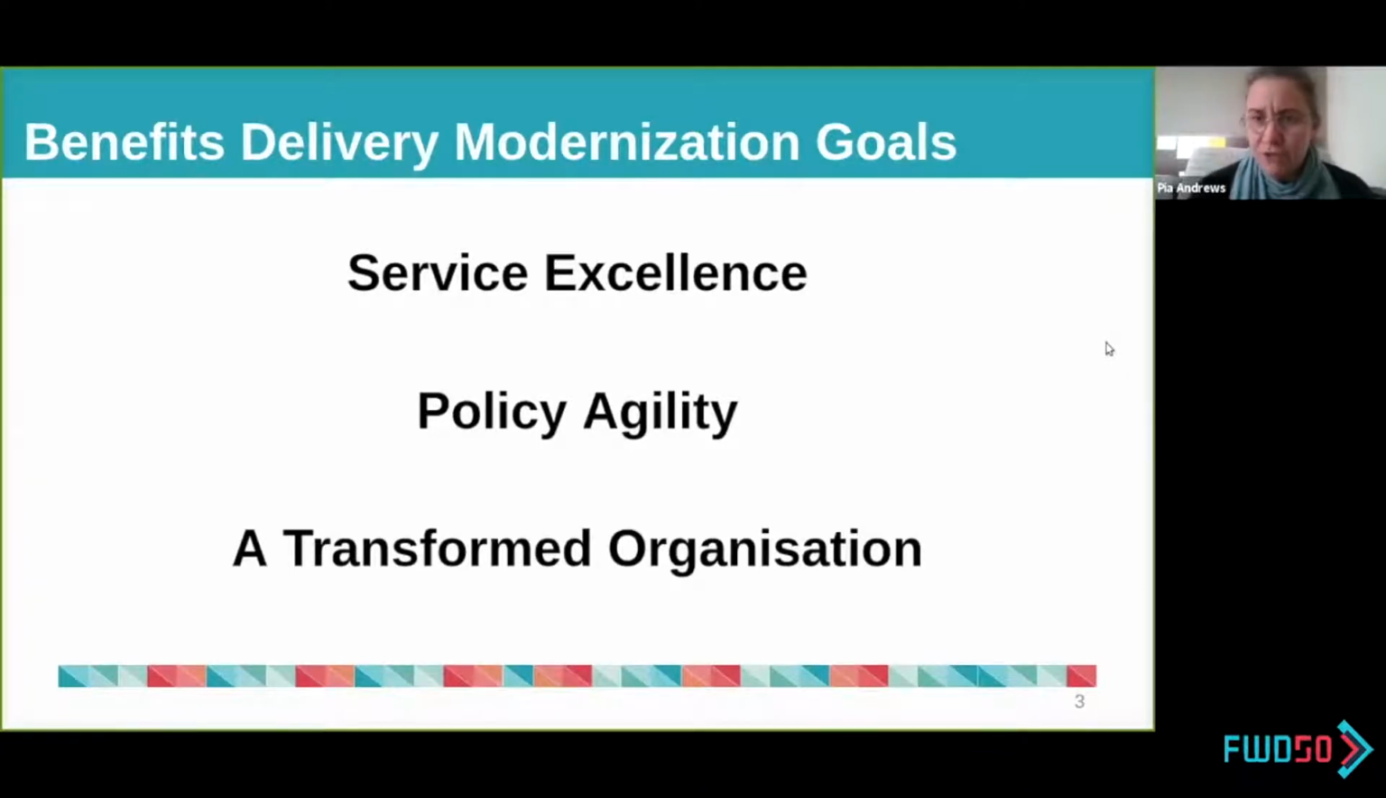So we really need to shift towards serious transformation, which brings us to the third point, a transformed organization. Transforming the workforce, the skills, the tools, the processes, the empowerment of staff. These are all parts of a very ambitious target in the Benefits Delivery Modernization Program.